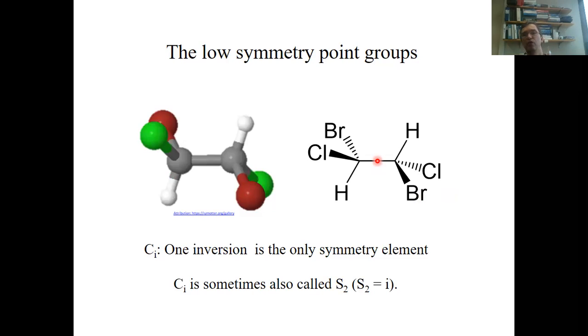This inversion center is here in the middle of the carbon-carbon bond. And we can move all the atoms through that inversion center to the other side. So that moves this bromine atom through the inversion center here to the other side. It moves this chlorine atom through the inversion center to the other side. And it moves this hydrogen atom through the inversion center to the other side. And also the carbons are being swapped by their movement through the inversion center. So these are all the low symmetry point groups, and the low symmetry point groups are pretty straightforward to understand because there are not so many symmetry elements.